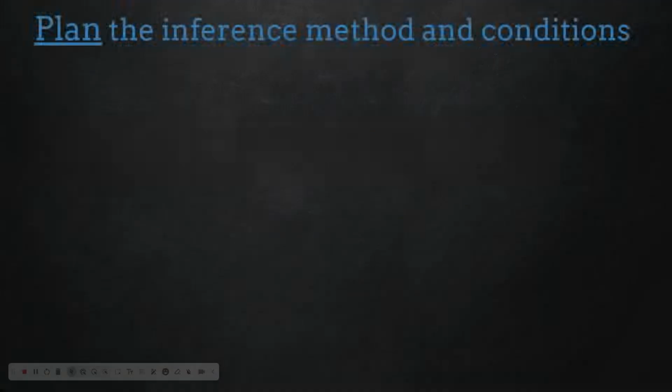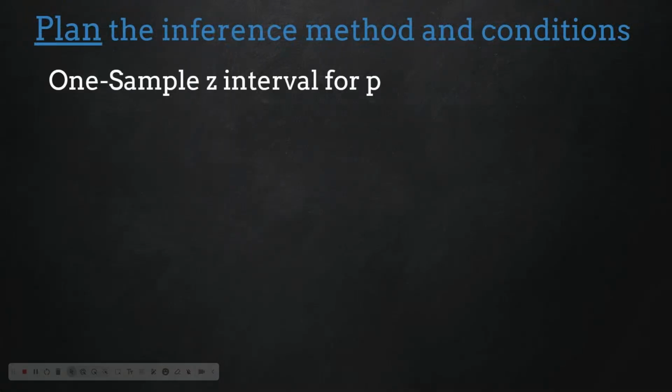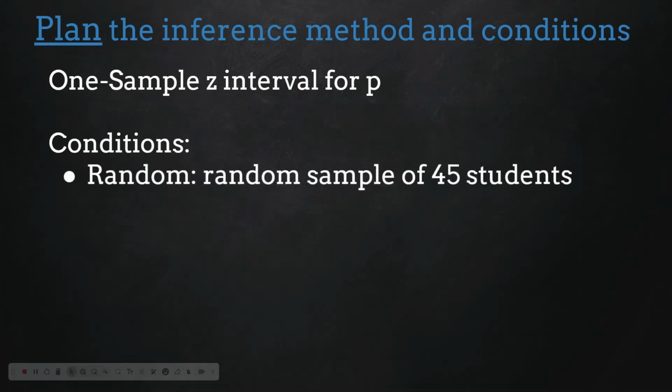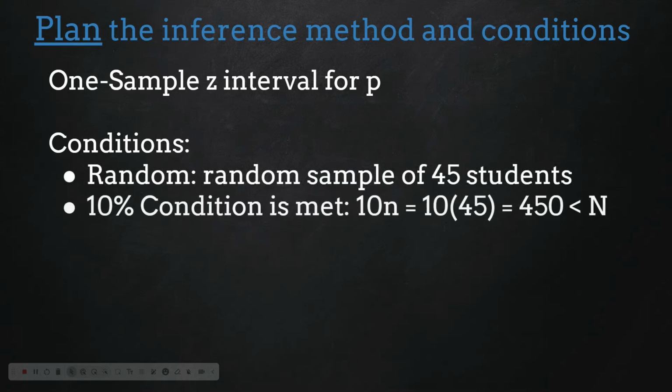Step two is we're going to plan the inference method and check the conditions for that method. So we're going to do a one sample Z interval for P here, or you could also say a one proportion Z interval. We have three conditions. The first one is that there's a random sample of students, which was stated in the problem. We're going to state that the 10% condition is met and show the work for that. Now, while we don't know the total number of high school students, we can assume that there are more than 450 students in the high school.